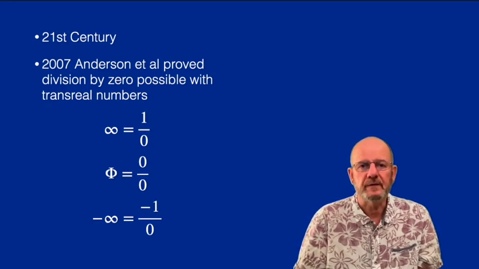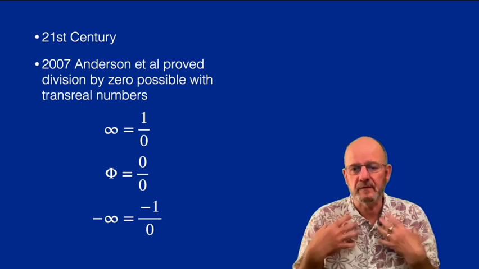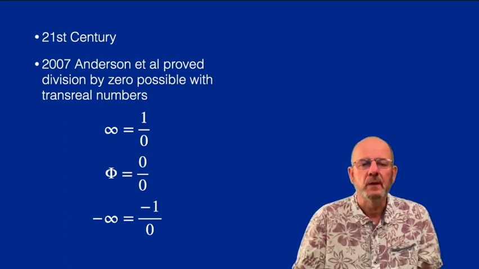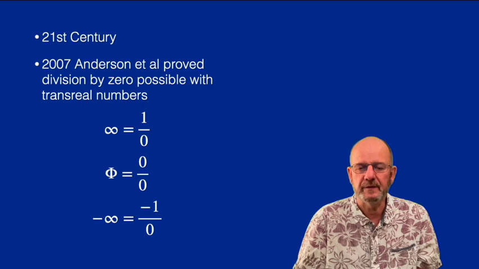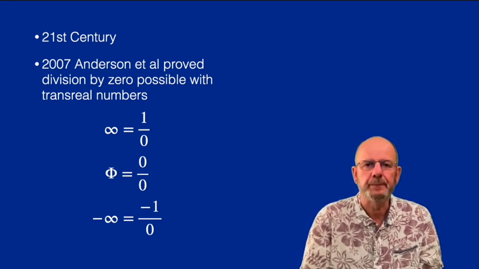In 2007, Anderson et al., Anderson's me, et al.'s my mates, we proved division by zero possible with the transreal numbers: infinity equals 1 over 0, nullity equals 0 over 0, minus infinity equals minus 1 over 0.